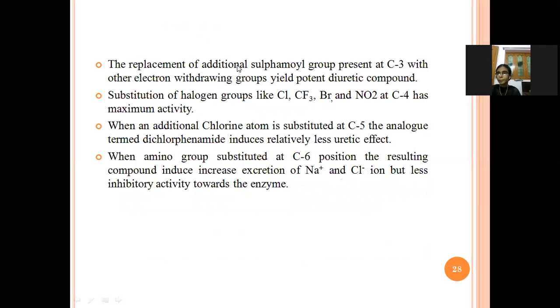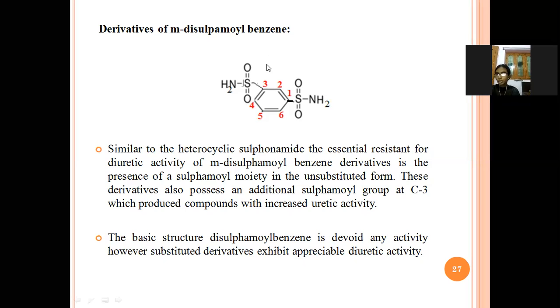So the replacement of the additional sulfonyl group at the third position with another electron withdrawing group will yield diuretic compounds. See here, in the third position the sulfonyl group is there, so it is essential for the activity of the diuretics. And the presence of halogens like chlorine, bromine, or any halogen in the fourth position will increase the activity.